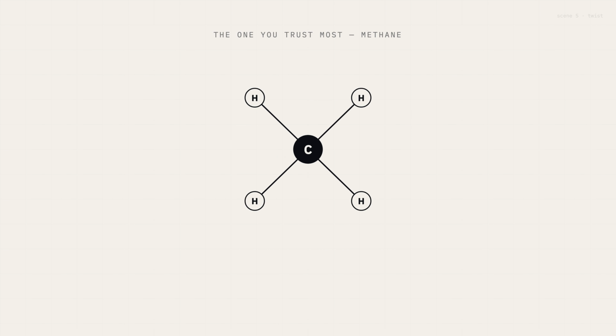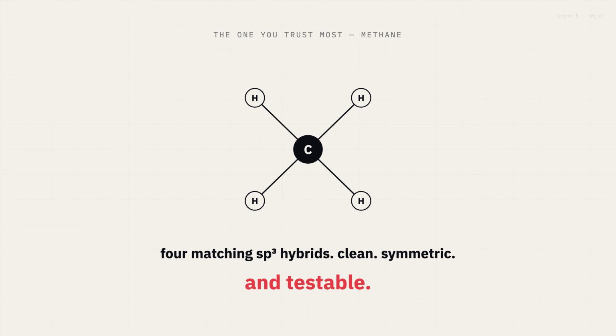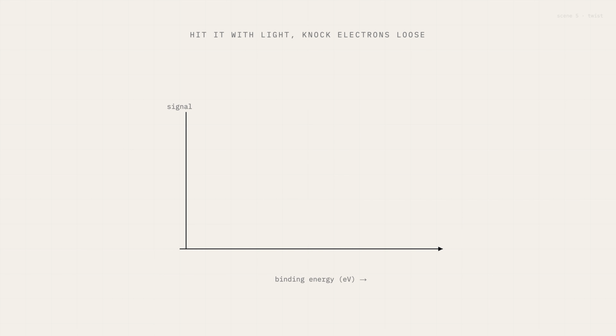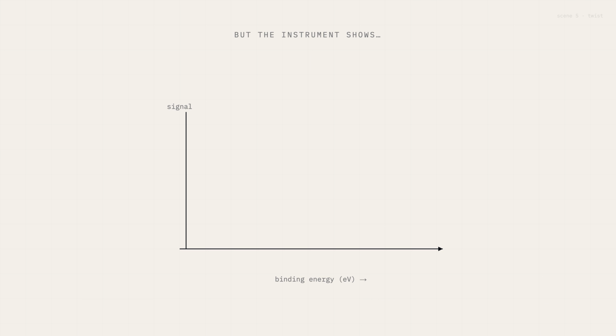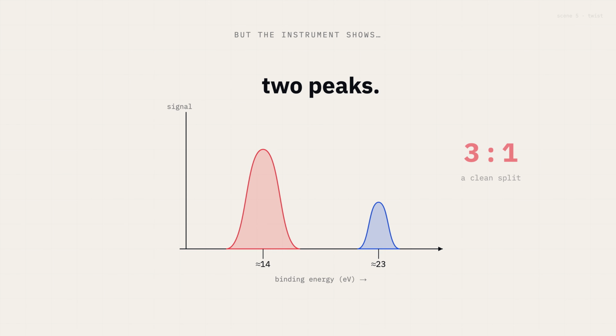Now, the one you probably trust most. Methane, 1 carbon, 4 identical hydrogen bonds, 4 matching sp3 hybrids, all the same. Clean, symmetric, and testable. Hit methane with light, knock its electrons loose, and measure the energy each one was holding. 4 identical bonds should give 1 number, 1 peak. You get 2 distinct energy levels, around 14 and 23 electron volts, in a clean 3-to-1 split. The 4 bonds really are equal, but the electrons inside them are not all sitting at the same energy.